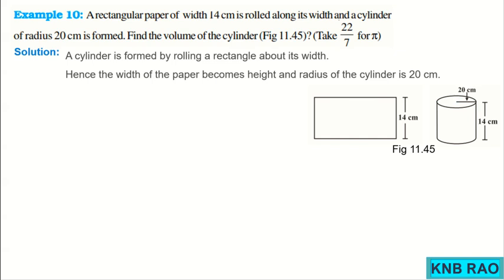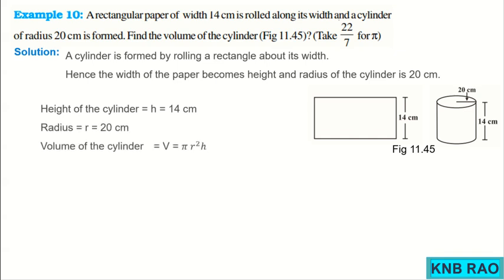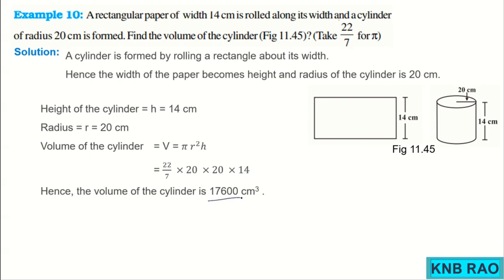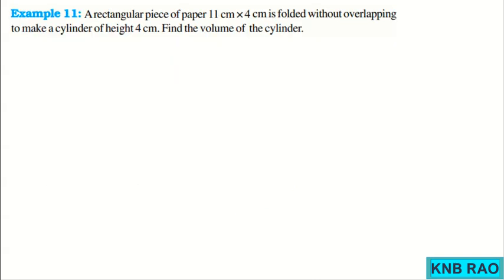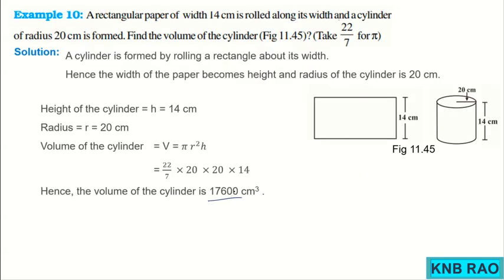So, here in this figure 11.45 you could see the height of the cylinder is h, 14 centimeter, radius 20 centimeter. Volume of the cylinder is pi r square h, thus 22/7 into 20 into 20 into 14. Now this 7 cancels with this 14, and if you find the calculation, 17,600 centimeter cube is the volume of the cylinder. That is it, it is concluded. Now we shall go for another question.